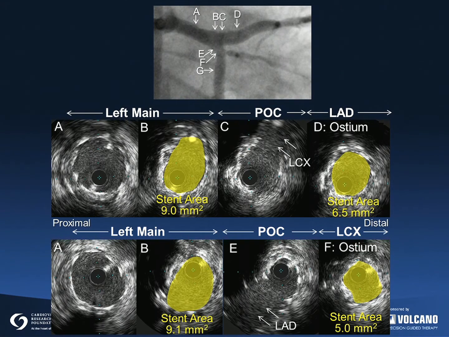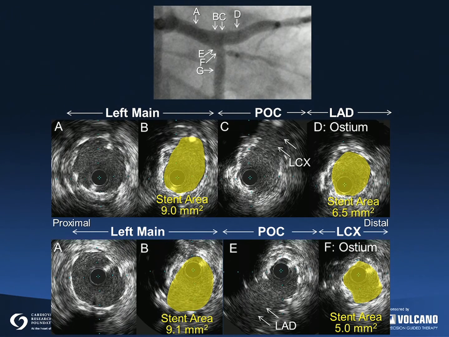Stent area measurements are shown in yellow. The stent area in the distal left main measured 9 square millimeters from the LAD pullback and 9.1 square millimeters from the left circumflex pullback. As noted previously, we always take the smaller of the two measurements.